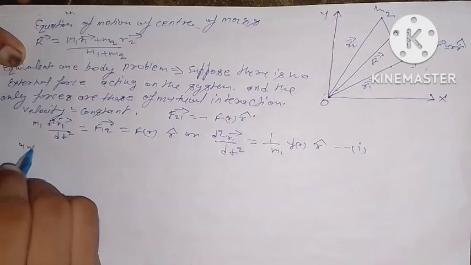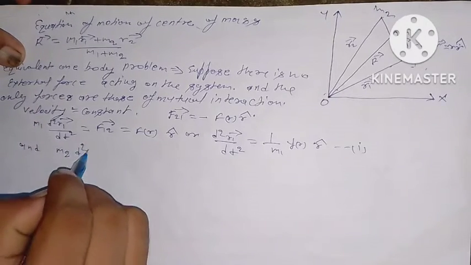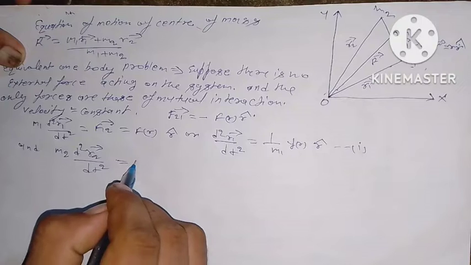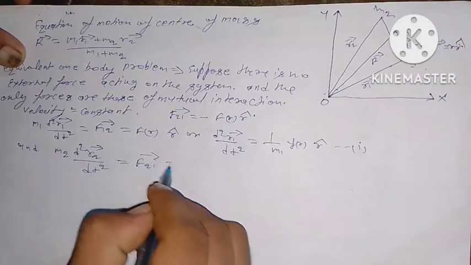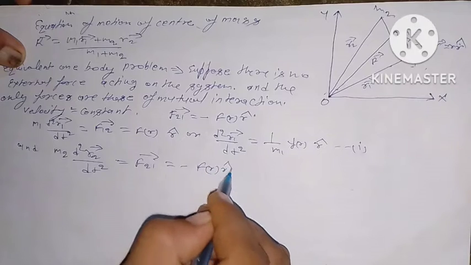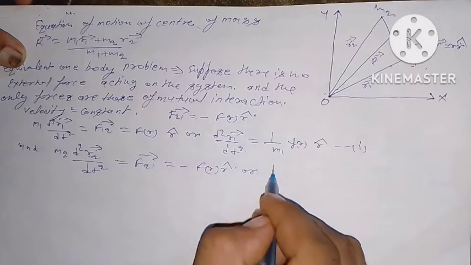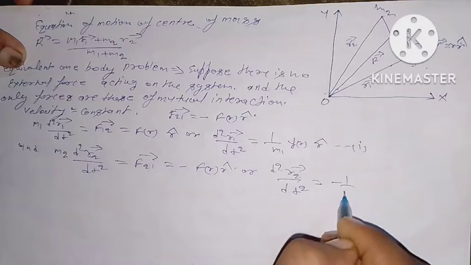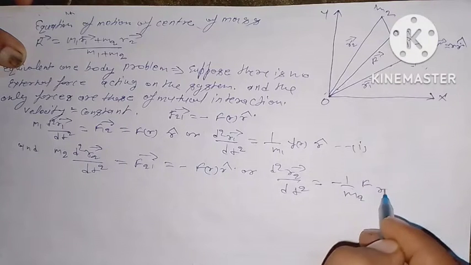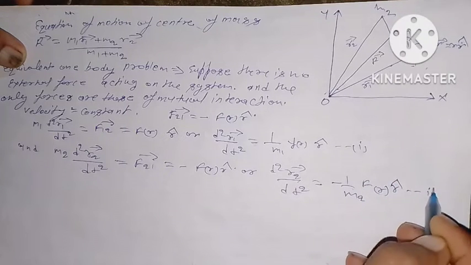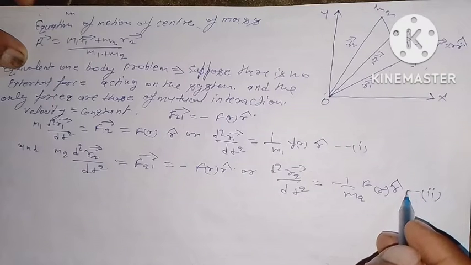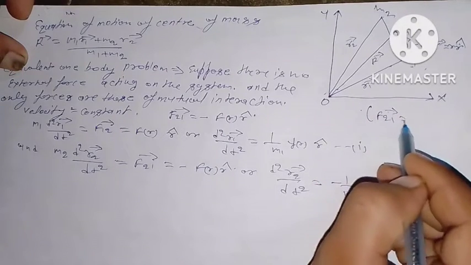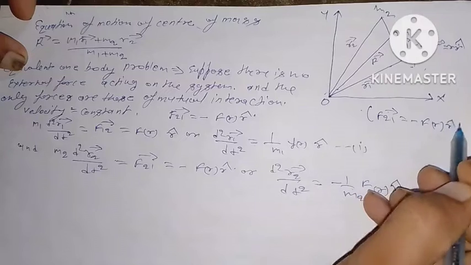And M2 d square r2 vector upon dt square equal to F21 vector equal to minus f(r) unit vector r, so d square r2 vector upon dt square equal to minus 1 upon M2 f(r) unit vector r. This is equation number 2, because F21 vector equal to minus f(r) unit vector r.